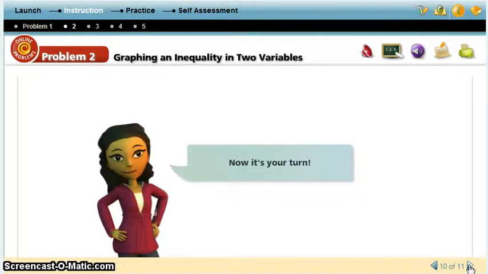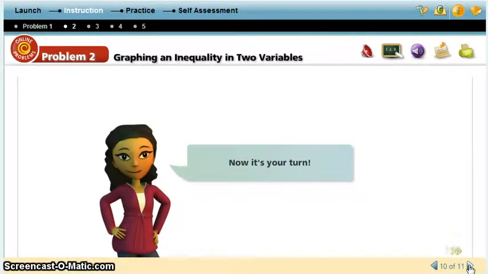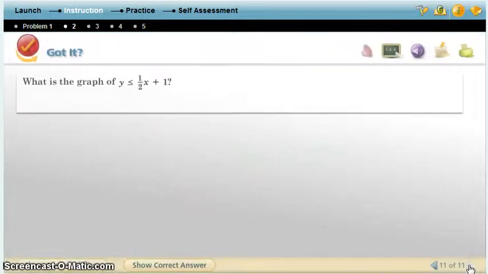Now it's your turn. All right, so you have the inequality y less than or equal to 1/2 x plus 1. So you got a lot to think about here. First of all, you've got to graph this. So plot your y-intercept and then use your slope as rise over run. Okay, so my y-intercept is 1, my slope is 1/2.